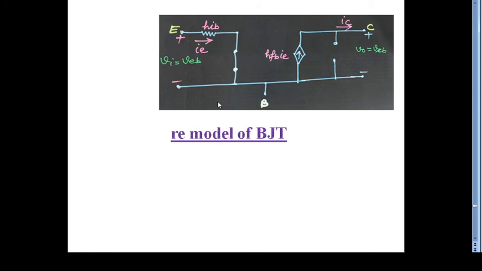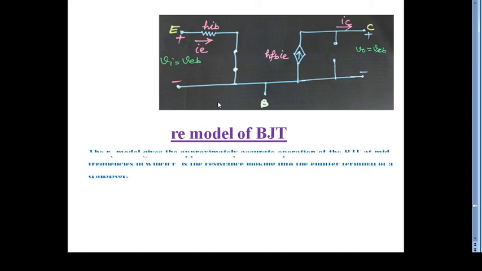Now the RE model. The RE model is just an extension, we can say. It is also very simple. The RE model gives the approximately accurate operation of a BJT at the mid frequencies, and RE is the resistance looking into the emitter terminal of a transistor. Initially we were taking the hybrid pi R pi, now we are treating it in terms of RE, the resistance looking through the emitter side.